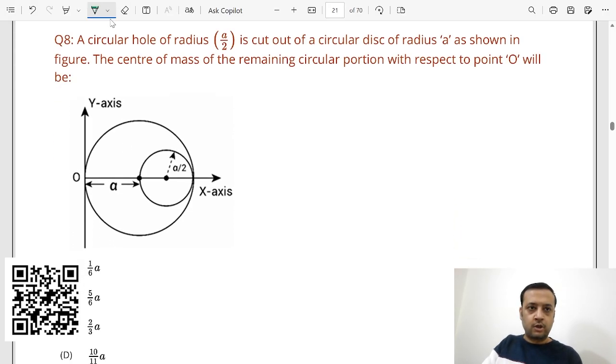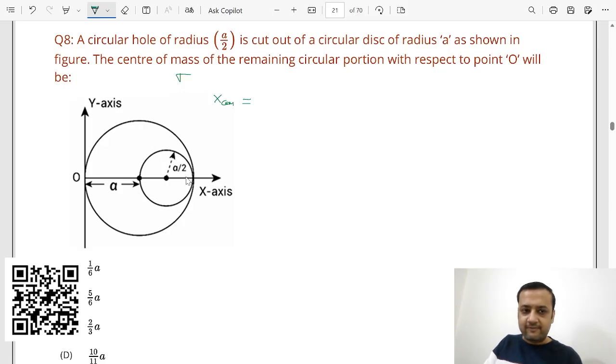Yeah. So in this question, we have to find the center of mass of the remaining disk when the smaller disk of radius a by 2 has been removed from the bigger disk. So very easy question again. Let us say sigma is the surface mass density of the disk. So we can say that the x coordinate of the center of mass of the remaining body will be m1 x1 minus m2 x2 divided by m1 minus m2.